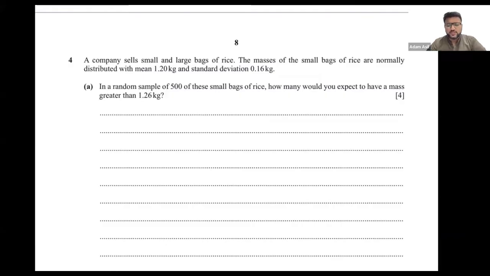Now, question number 4 says, a company sells small and large bags of rice. The masses of the small bags of rice are normally distributed with mean 1.2 kg and standard deviation of 0.16 kg. For this question, you'll be needing the normal distribution table. Do you have it right now?